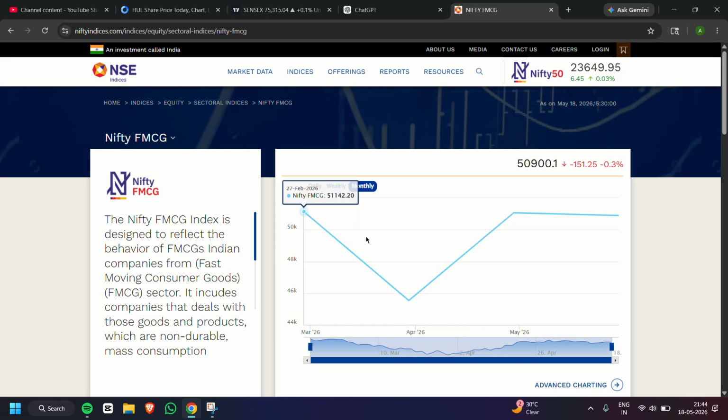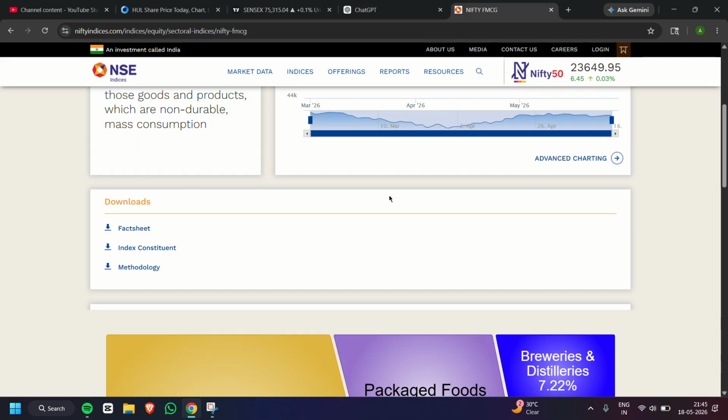So if you want to see monthly, then it doesn't show you exactly. Okay, so the price of Nifty FMCG is bigger than, and the price is higher than Nifty 50 itself. It says 15,000, and if you see the monthly return of it, it is around minus 0.3%, which is on the negative side.